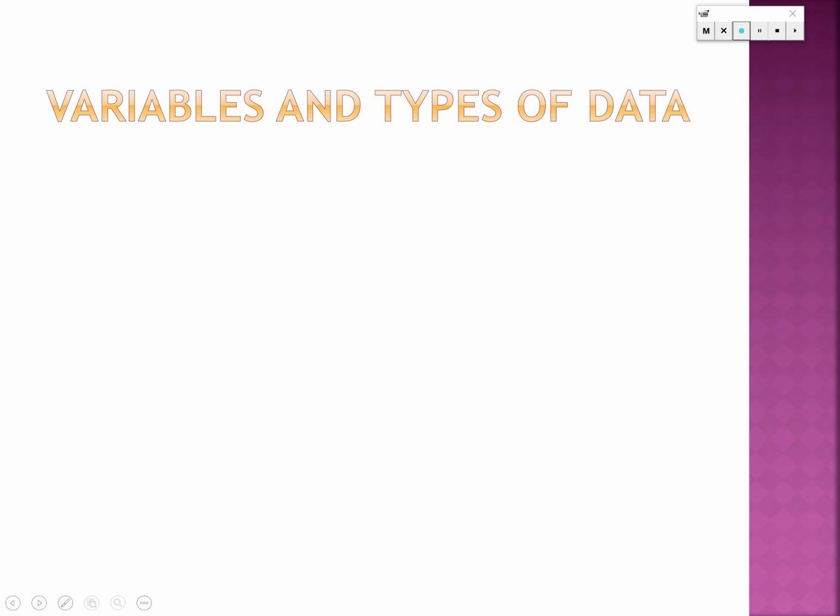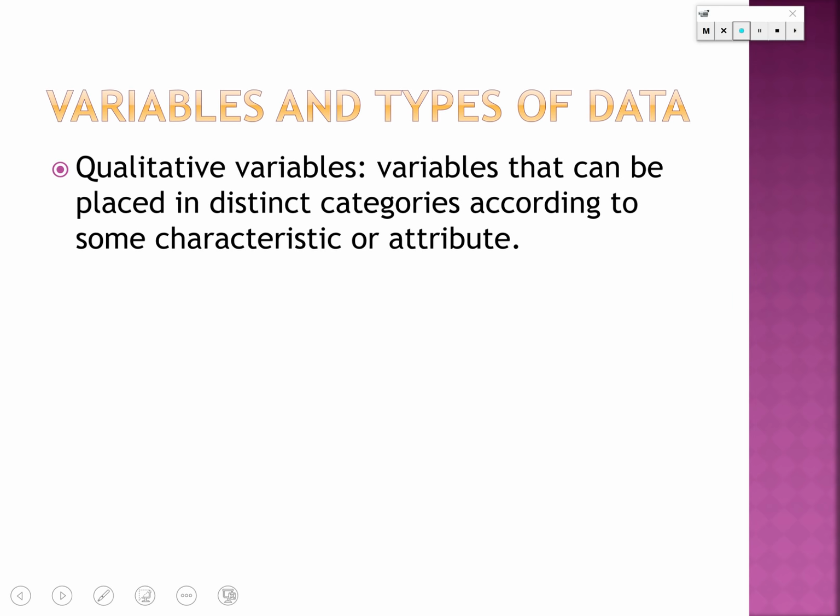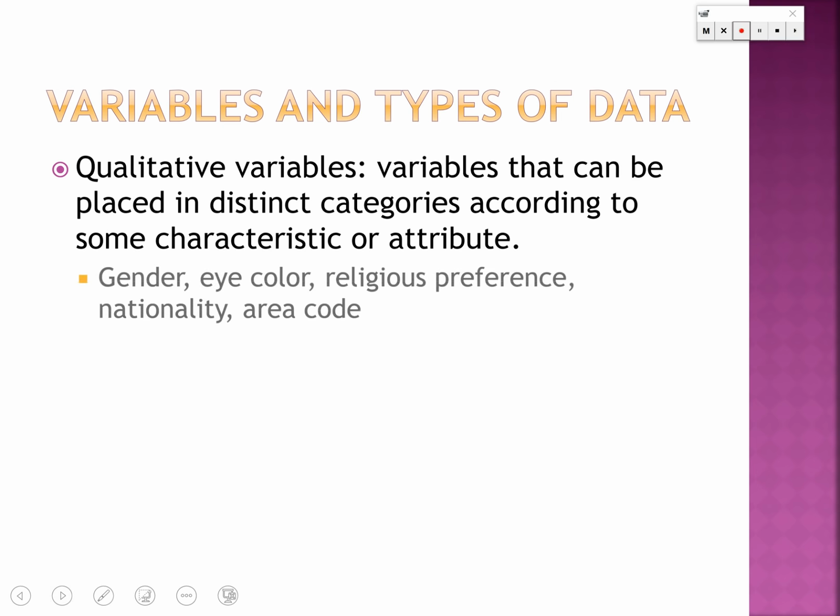We just defined variables and data, so now let's look at specific types of variables and types of data. Qualitative variables can be placed in distinct categories according to a characteristic or attribute. So for example, gender, eye color, your religious preference, your nationality, your area code, the grade you're in high school, whatever the case may be, the sport you're in or the activity that you're in, those are all qualitative variables.